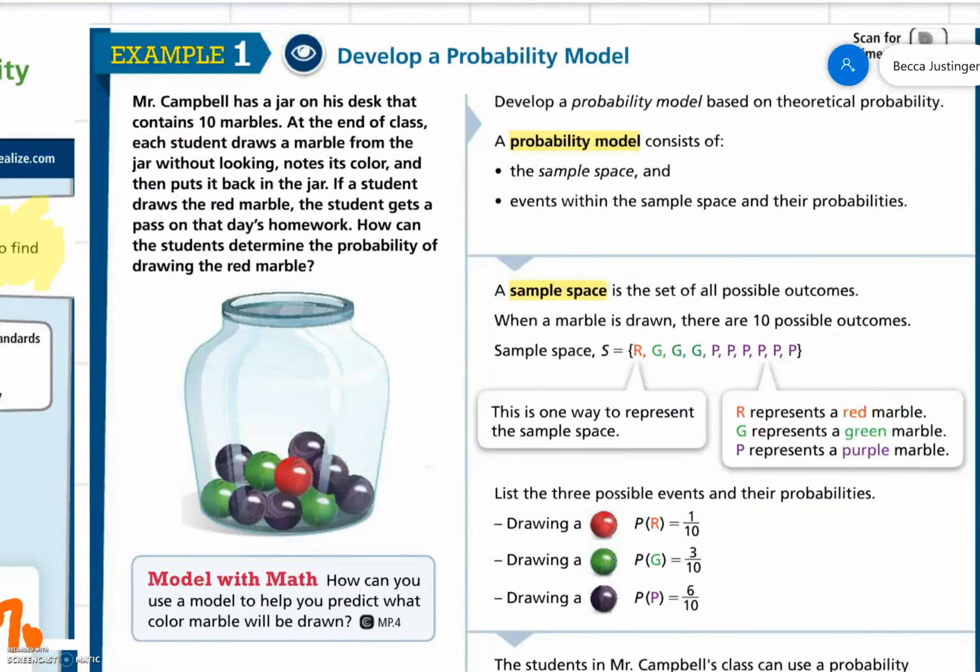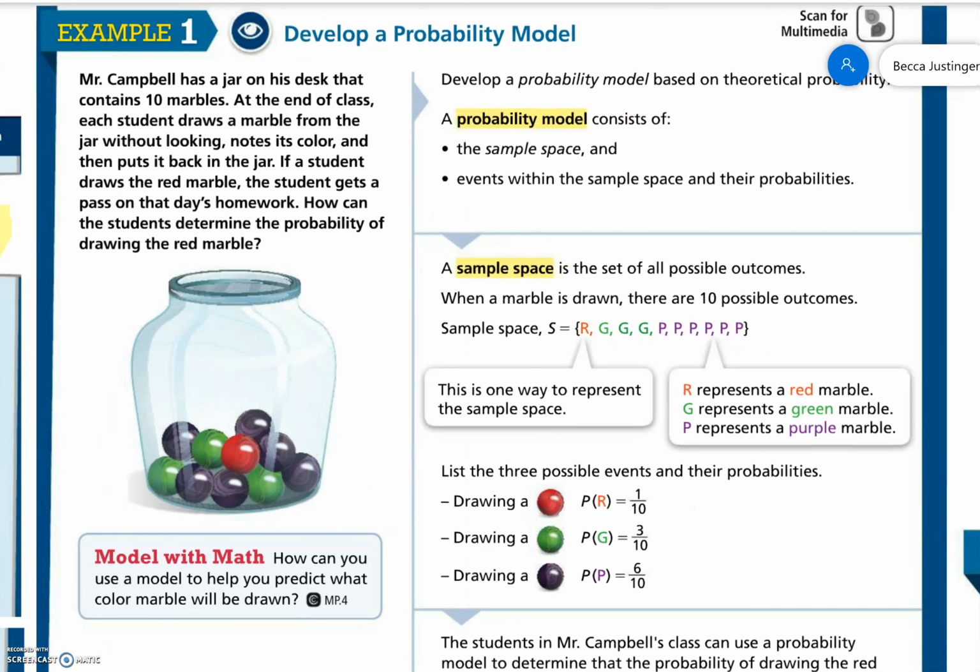Example number 1. Develop a probability model. Mr. Campbell has a jar on his desk that contains 10 marbles. At the end of class, each student draws a marble from the jar without looking, notes its color, and then puts it back in the jar. If a student draws a red marble, the student gets a pass on that day's homework. How can the students determine the probability of drawing a red marble? How can you use a model to help you predict what color might be drawn?